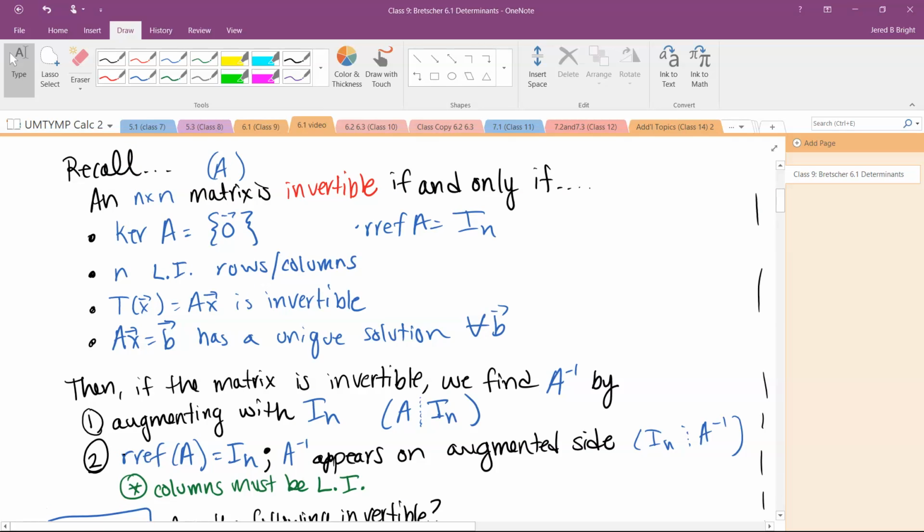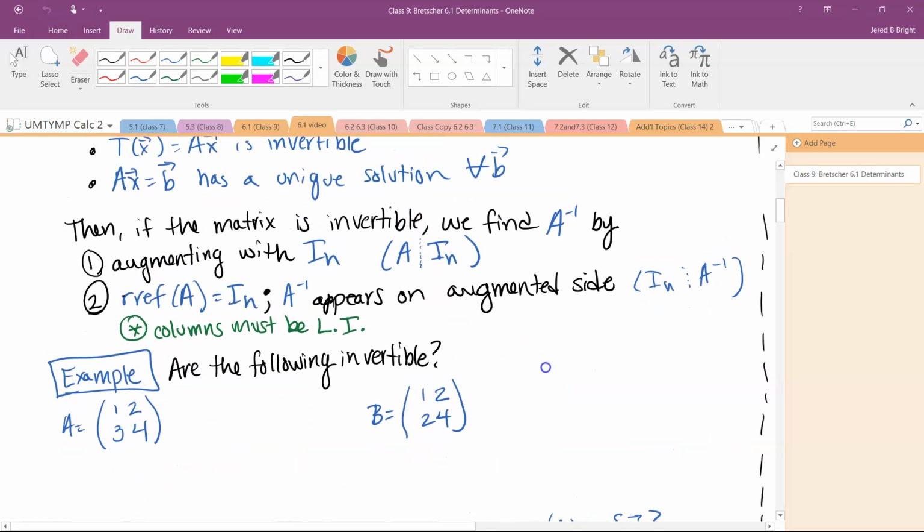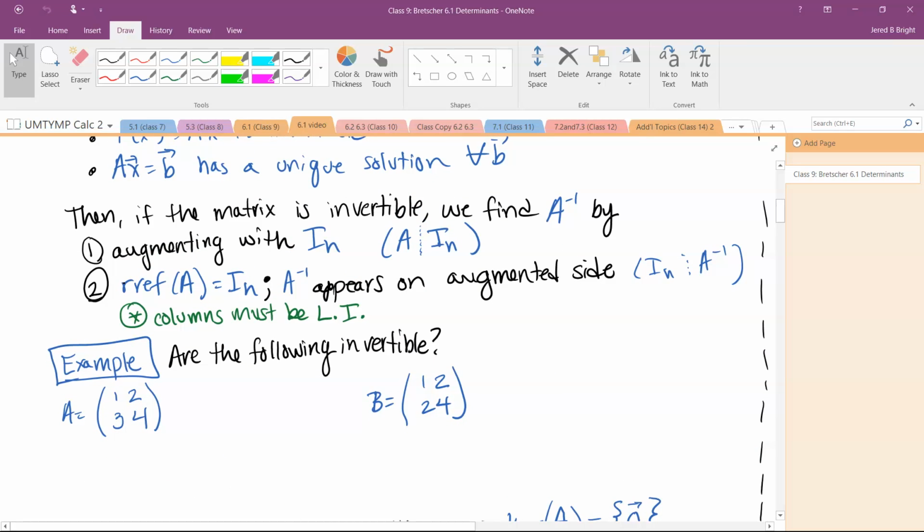All right, so then just as a quick check to end this video, which of these are invertible? Try it out and resume the video when you're ready. Okay, for this one, the columns end up being linearly independent, so this one is invertible. Whereas the second one, if we look at the columns, column 2 is 2 times column 1, so that is not linearly independent, so this one is not invertible.